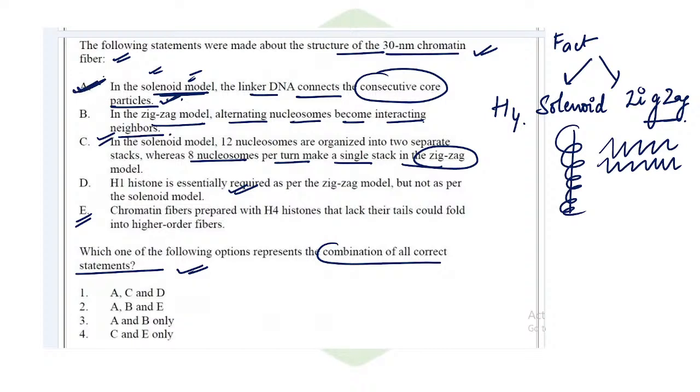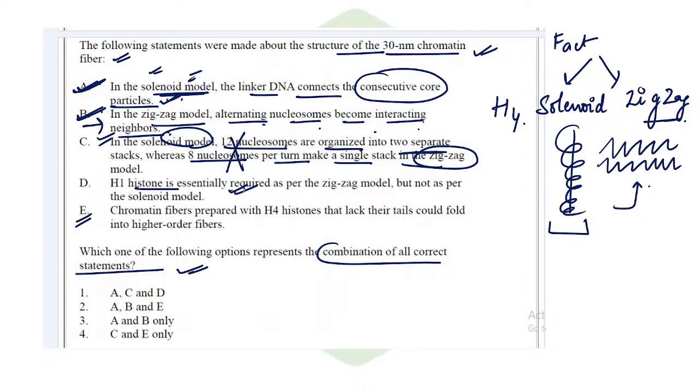A option is correct. I'm sure about A option. Then in the zigzag model, alternating nucleosome become interacting neighbors. This one is also correct. Then you have the third one that in the solenoid model, 12 nucleosome are organized into two separate stacks. It is saying that in the solenoid, it is arranged in two separate stacks. C is wrong. I'm sure that C is wrong.